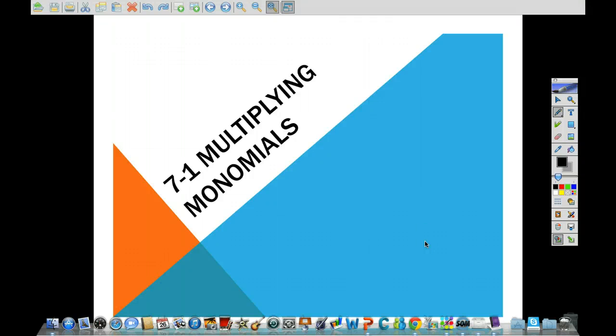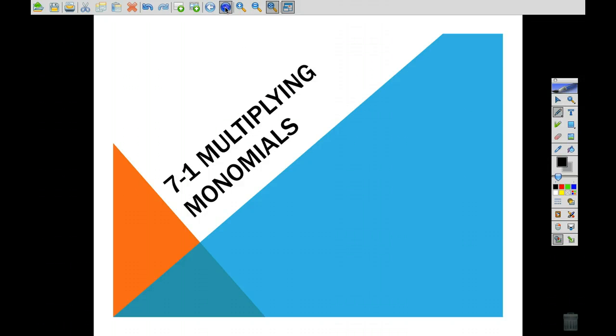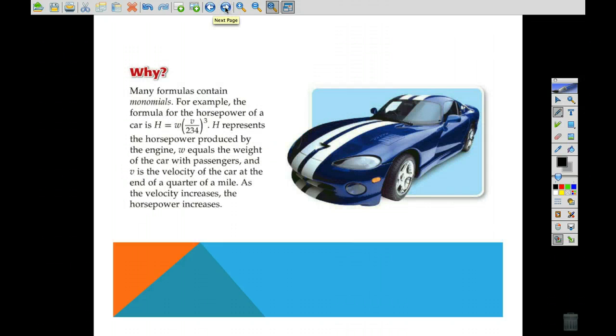We are finally moving on to Chapter 7, Lesson 1, Multiplying Monomials. Okay, so from here on, we're going to be dealing with monomials and polynomials. Okay, so why are we doing this?